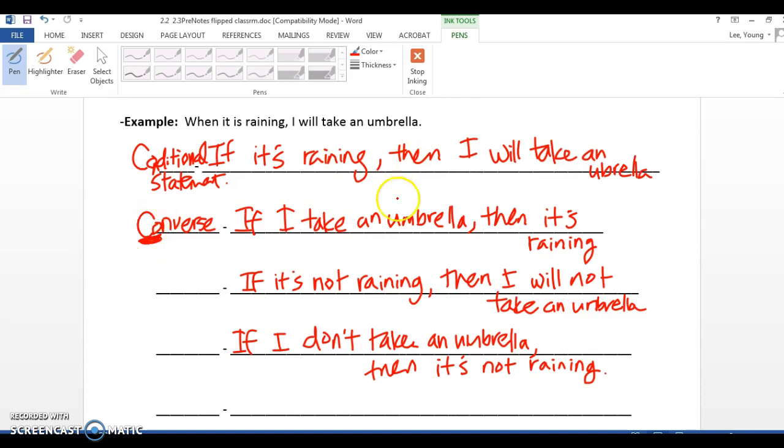What if we negate both the hypothesis and conclusion from the conditional statement? We negate them, we make it not, and we call that the inverse. That's when we negate them. Now, the last statement is when you switch the order and negate both of them, and we call that the contrapositive. So a lot of new vocab, correct?